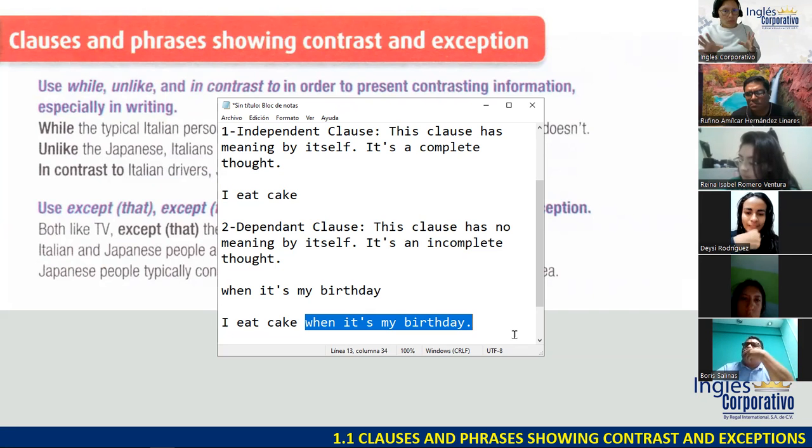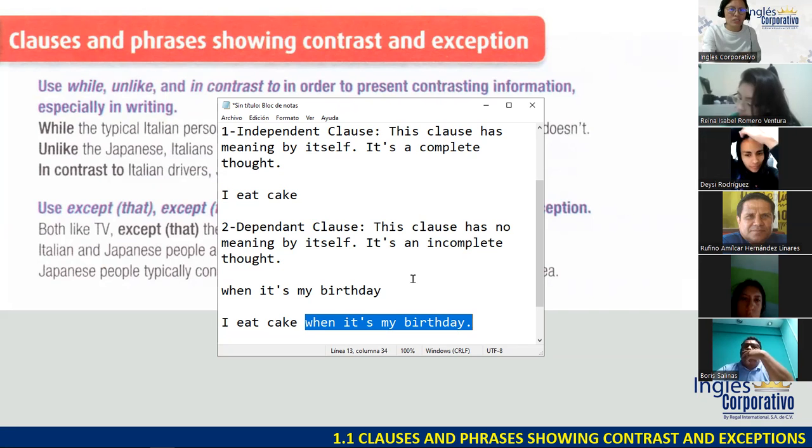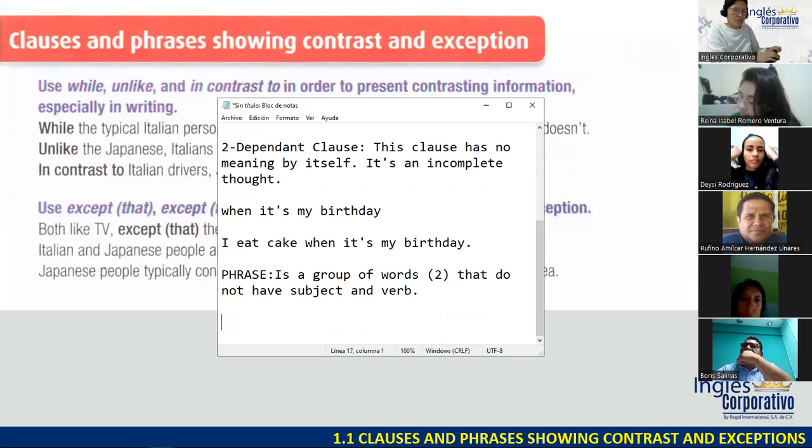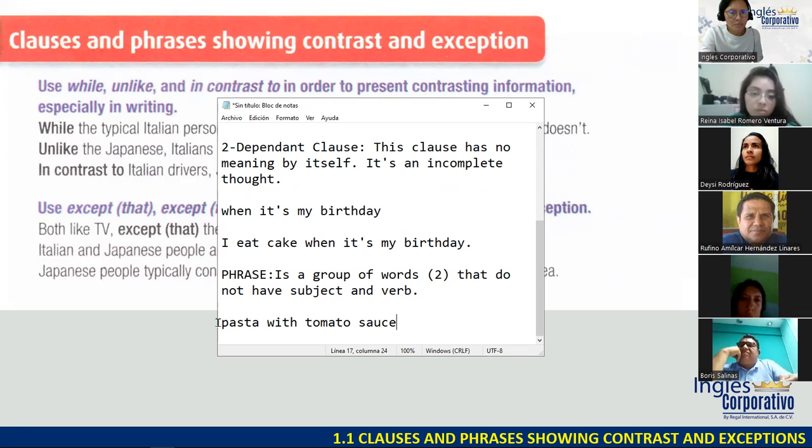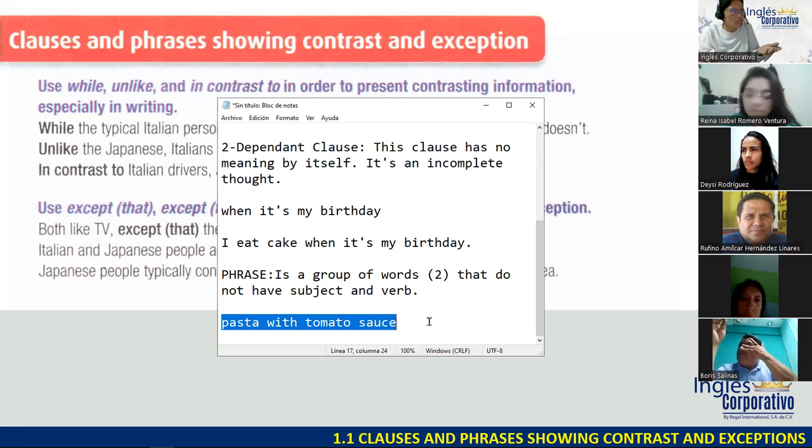Okay? Now, a phrase. A phrase could be something like, let me think. I can say pasta with tomato sauce. Okay, this is a phrase. Marce, but there's no subject, there's no verb there. Pasta with tomato sauce, or just with tomato sauce. That is a phrase. Eso es una frase. But we will go ahead and, you know, get into a little bit more details once we get to the topic.